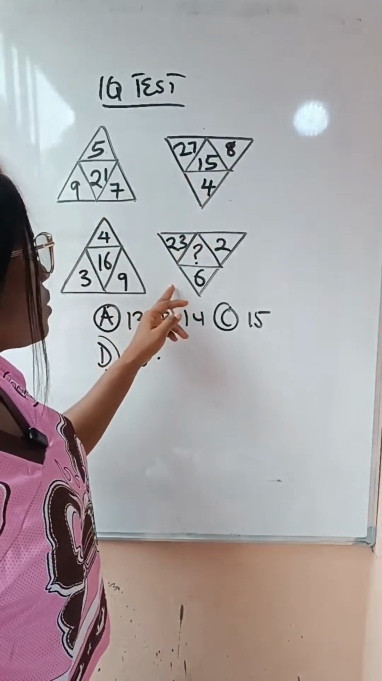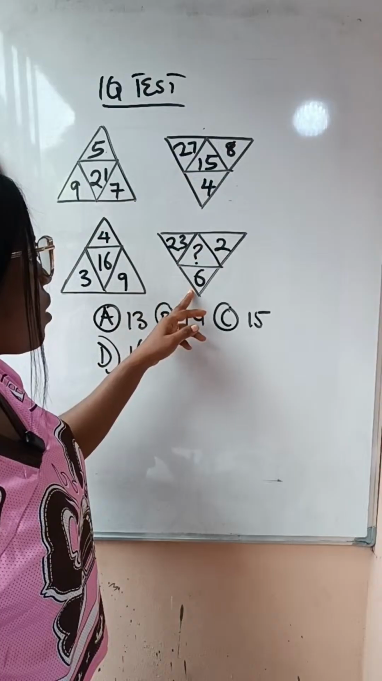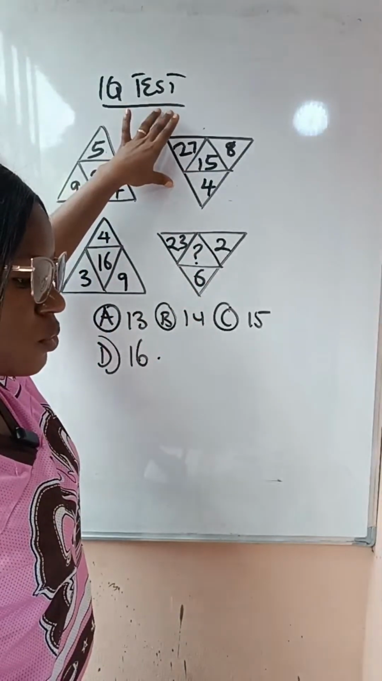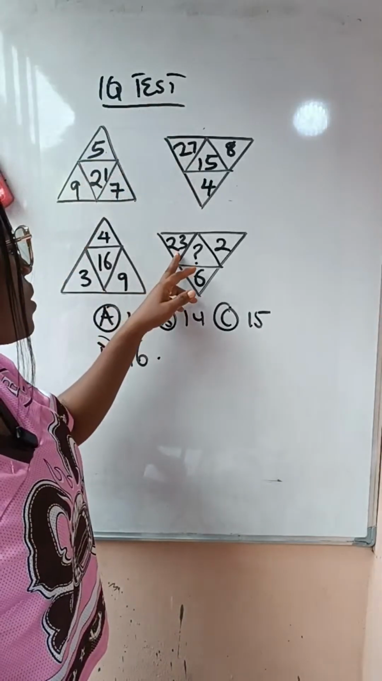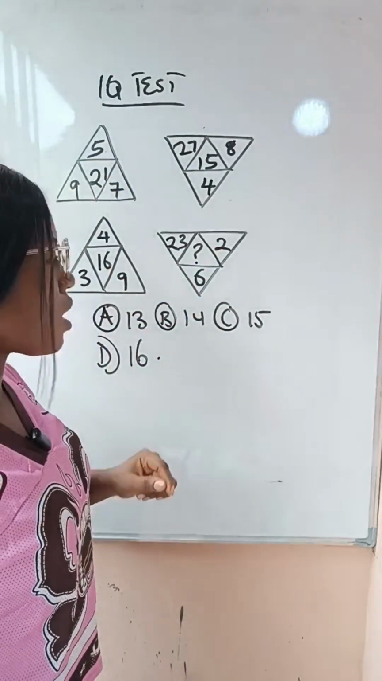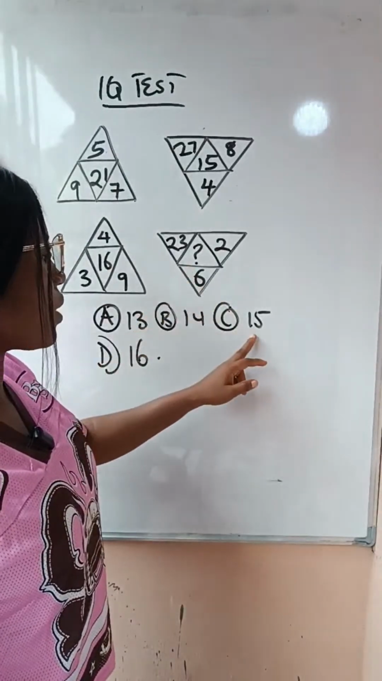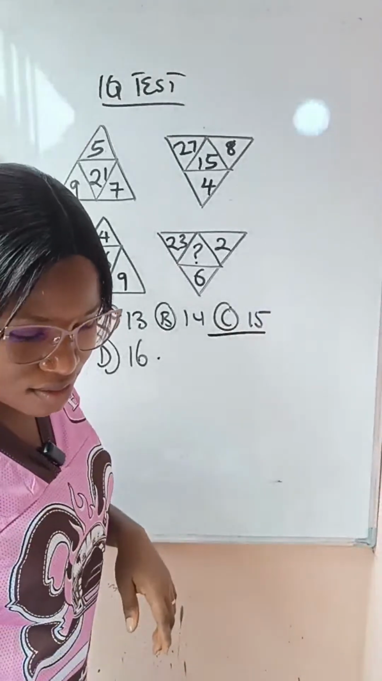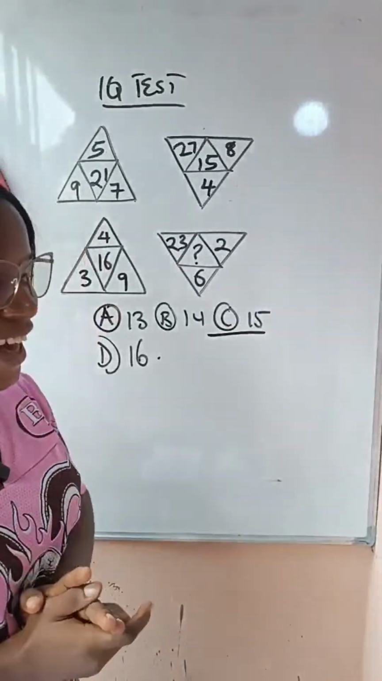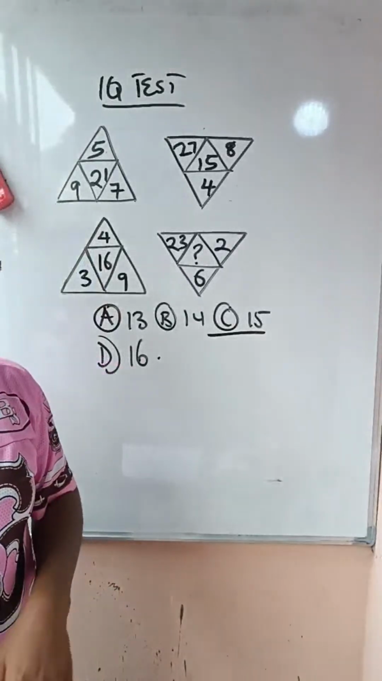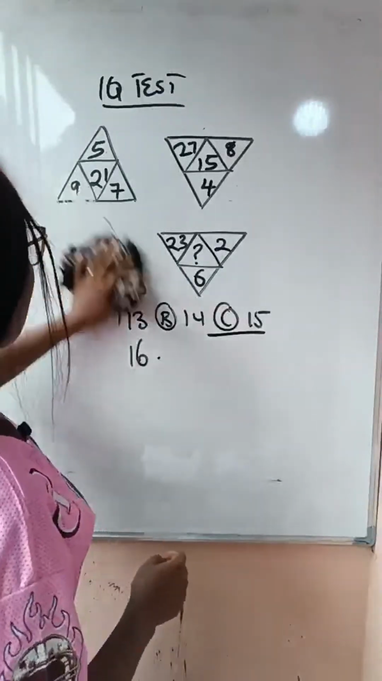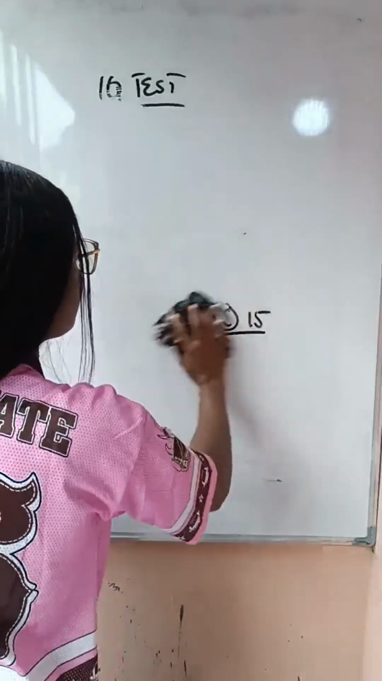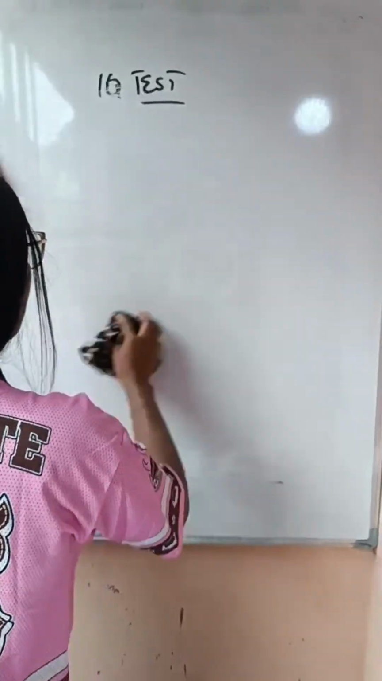When you look at this one, you notice that this particular triangle is facing downwards. So we are going to make use of the rule that we got from here. It's going to be 23 minus 2, which is 21, and 21 minus 6 will give us 15. And that is how they got 15 as the answer. Interesting, right? Okay. Now let's solve another question.